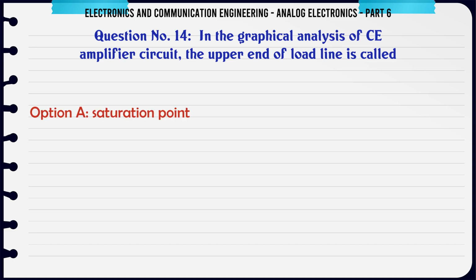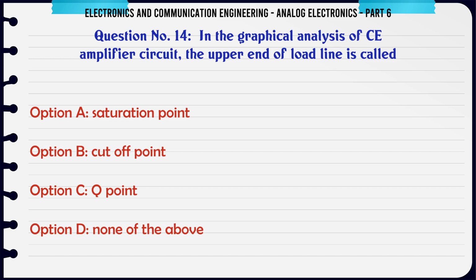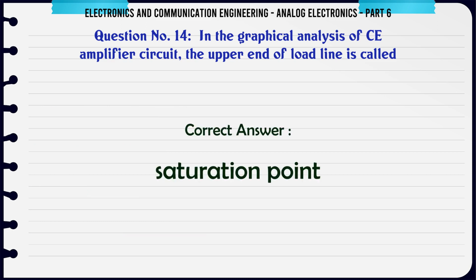In the graphical analysis of CE amplifier circuit, the upper end of load line is called A. Saturation point, B. cutoff point, C. Q point, D. none of the above. The correct answer is saturation point.